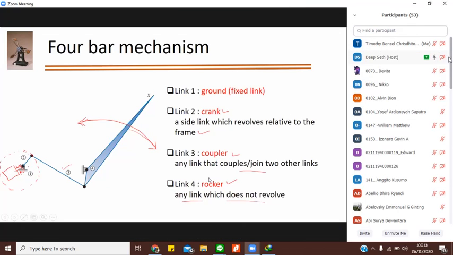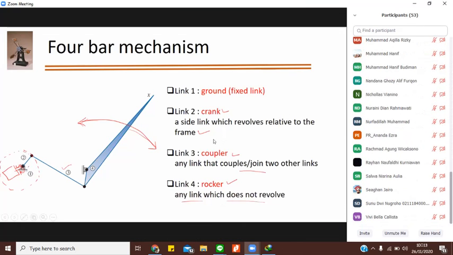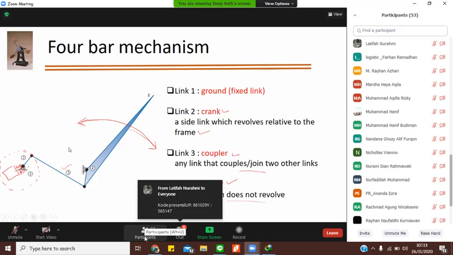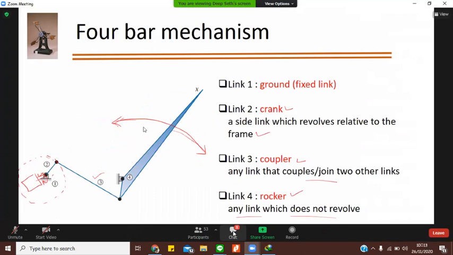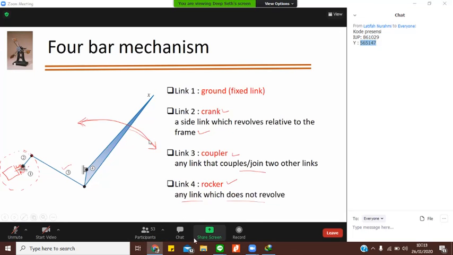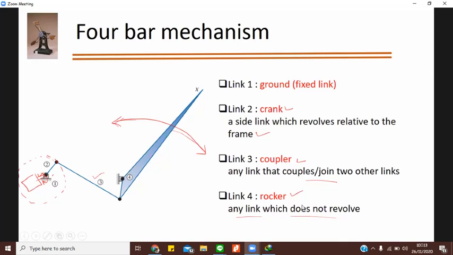I already explained these two terms in the last lecture. So the crank always does a full rotation, while the rocker is not able to complete its rotation. Out of 360 degrees, it may complete 350 degrees or 270 degrees, but it will never complete a full rotation. If it is not completing a full rotation, that is a rocker. Right, so these are some basics for that.